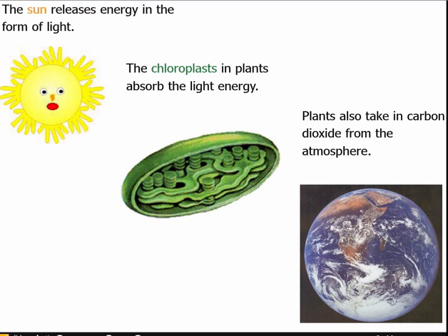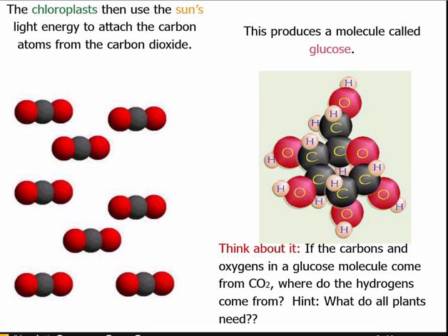So how exactly does photosynthesis occur? Well, first of all, the sun releases energy in the form of light. You and I cannot capture that energy and do anything with that energy. However, plants have small organelles called chloroplasts. It's what makes plant cells green. And the chloroplasts are able to absorb that light energy. The plants can also take in carbon dioxide from the atmosphere, and that becomes important. The chloroplasts then use the sun's light energy to attach the carbon atoms in a new form from the carbon dioxide. This produces a molecule called glucose.